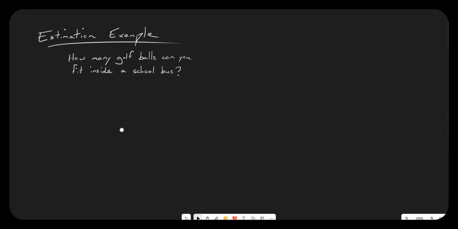I'm going to start with something simple. If I have maybe the volume of a golf ball and the volume of the school bus, I can divide and I can get there, and that's going to be hopefully a pretty good guess. So a golf ball, that's a sphere, and it's going to have a diameter of, I think, about 1.5 inches.